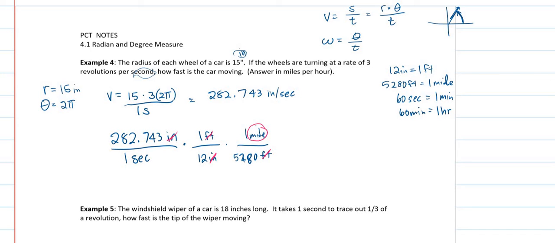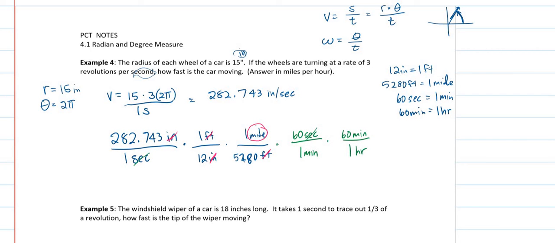Then for seconds, you could go ahead and jump to the fact that there are 3,600 seconds in an hour, but I usually do it bit by bit. So I'm going to change the seconds first. So I need 60 seconds over 1 minute. And why did I put the seconds on top? Because I need this second here to cancel out with this second here. And then 60 minutes and 1 hour.